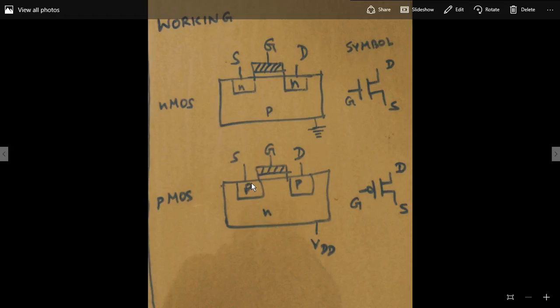Consider the gate voltage is low. What will happen here? There will be electrons accumulated, which will result in an electric field on the other side, which in turn will result in accumulation of holes here below this insulator. Holes are accumulated here. There is a connection between source and drain terminals, because source and drain terminals are made of holes. So between source and drain there will be conduction, resulting in the on condition of the transistor. So this on condition will happen when gate voltage is low.